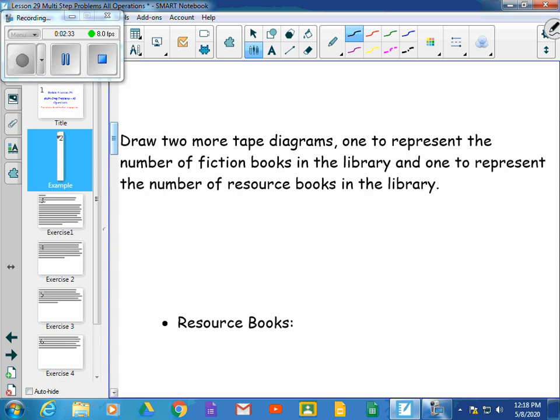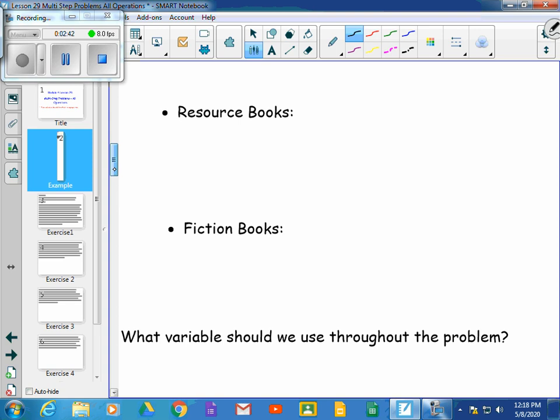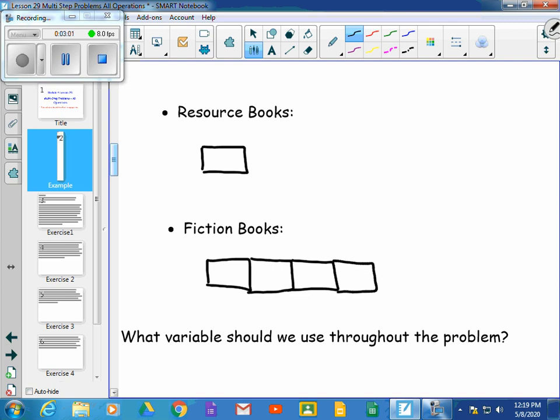It says draw 2 more tape diagrams, one to represent the number of fiction books in the library, and one to represent the number of resource books in the library. Now, the information that we're given says there's 4 times as many fiction as resource books. So when we draw this tape diagram, we need to draw 1 part for the resource and 4 parts for the fiction books. We have to draw it so that there's 4 times as many fiction books as resource books.